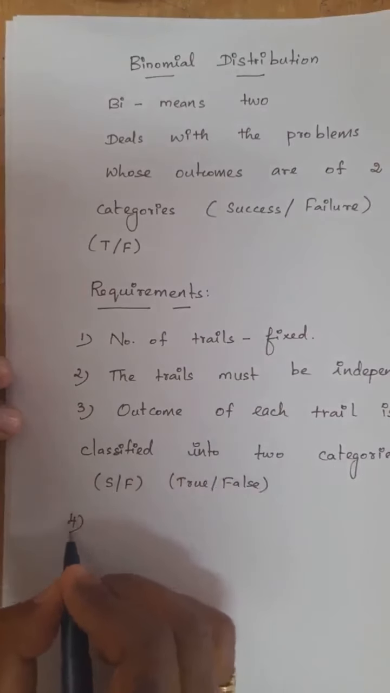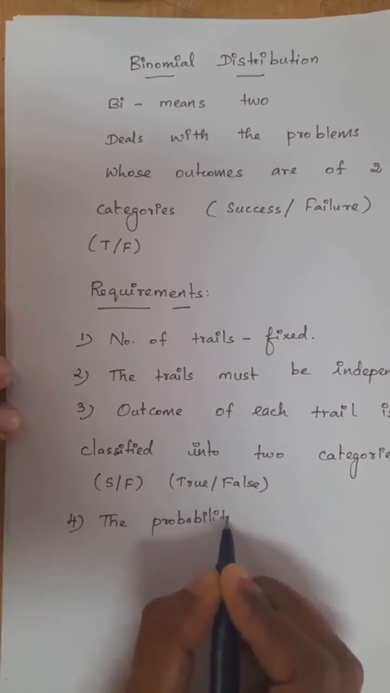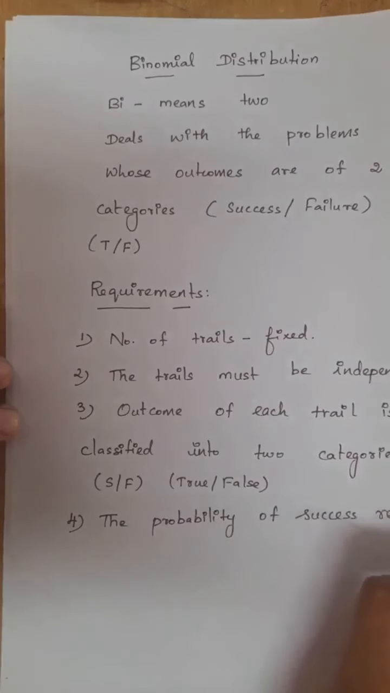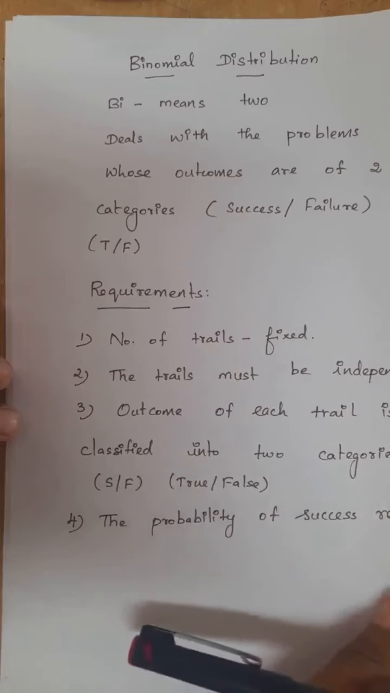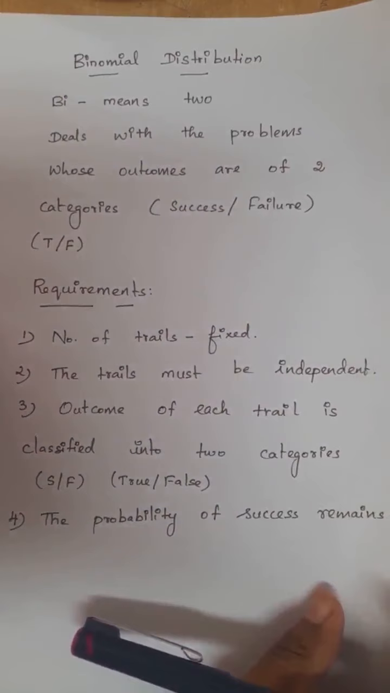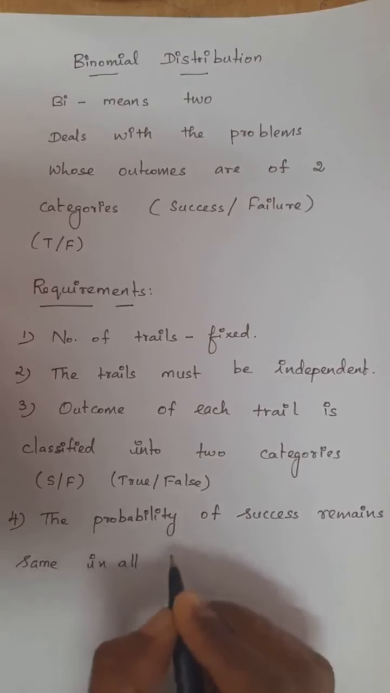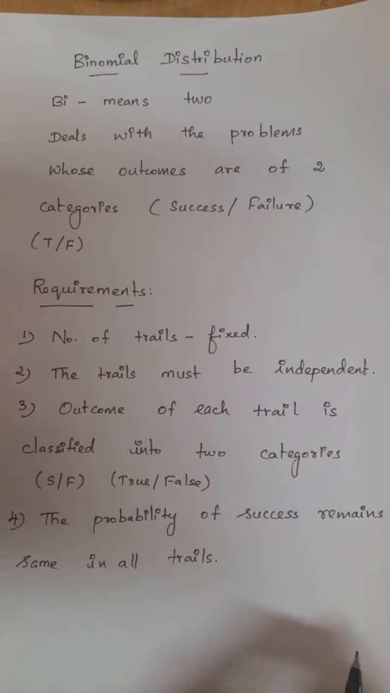The fourth one is the probability of success remains same in all the trials. That is, if we are tossing a coin, the probability of getting head in one trial must be same as the probability of getting head in another trial. It should not differ for each trial. The probability must remain same in all the trials.